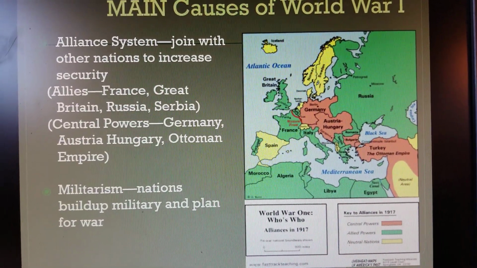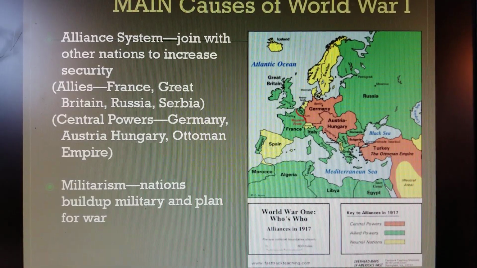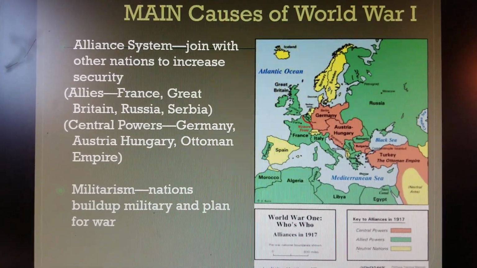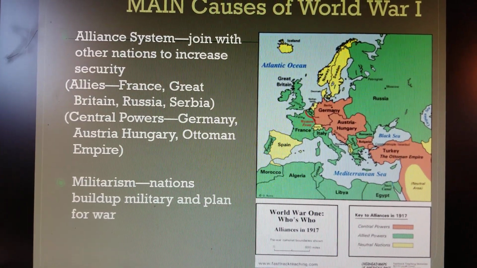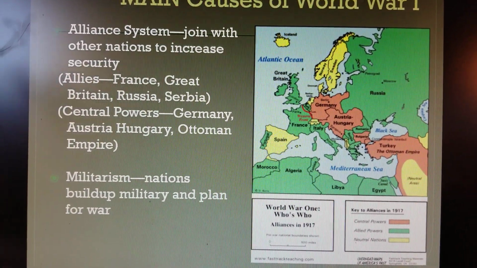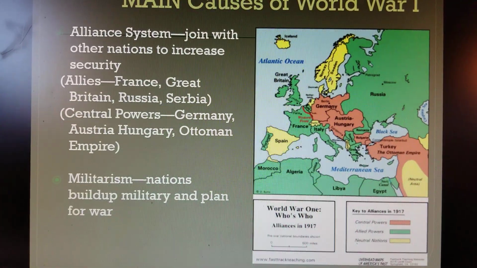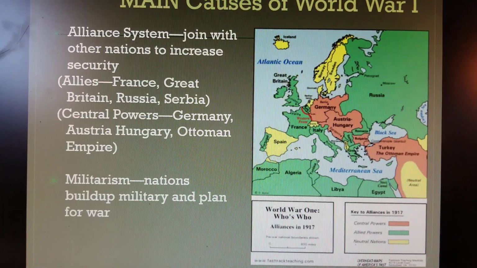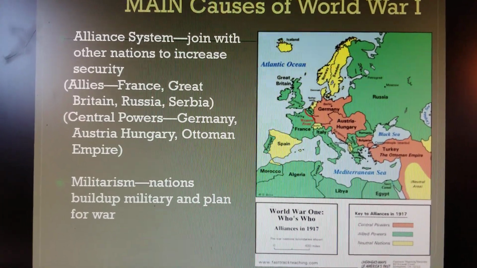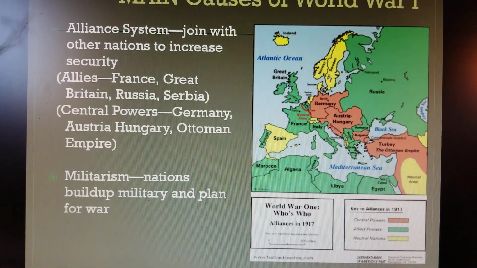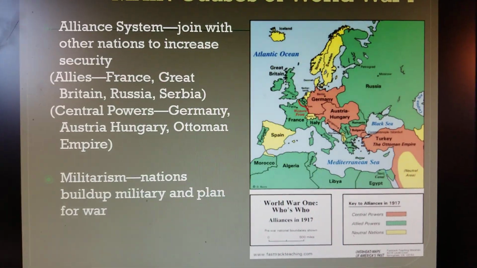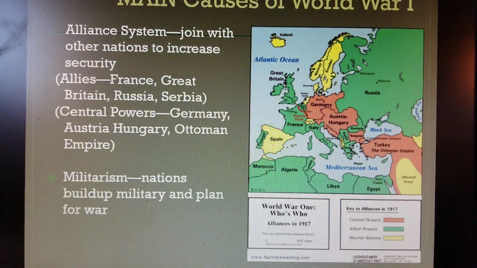It's kind of like on a playground fight. Two students get into a fight and the next thing you know, the whole playground is fighting because one student's friends came to his aid and the other student's friends came to his aid, and the next thing you know, everybody's fighting, even though they don't have any individual interests. They're just defending their friends. That's what happens in the alliance system.